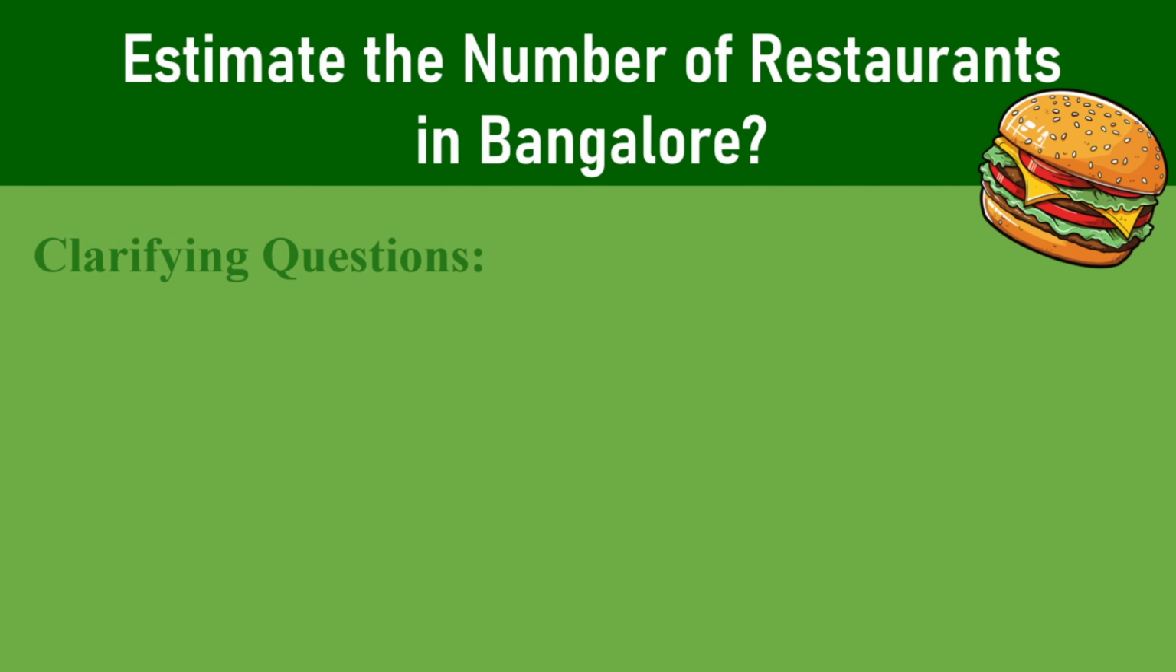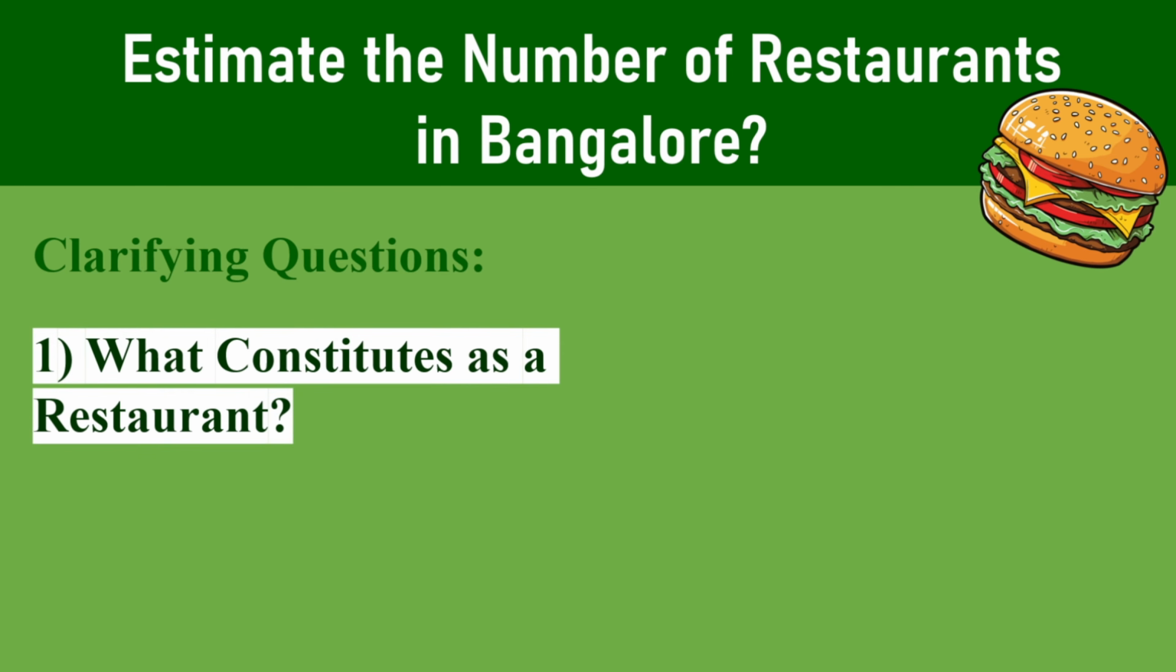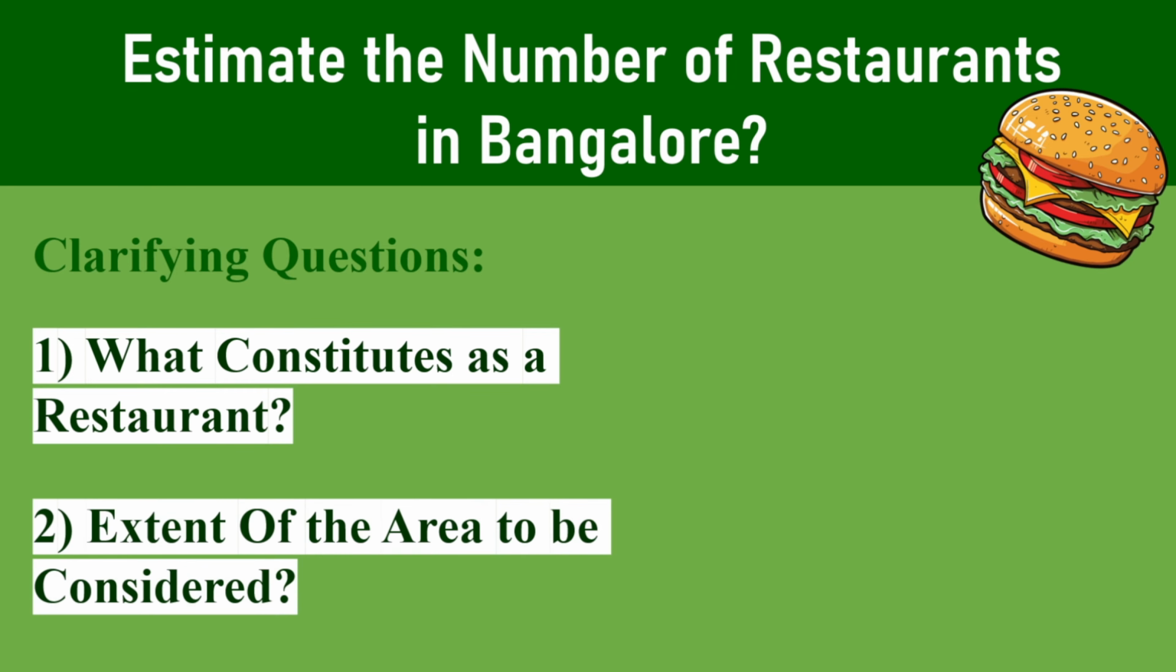So as we saw in the previous video, we start by asking the interviewer a few clarifying questions which help us to simplify our approach and also make the interview a lot more interactive. So a couple of questions that you can ask are, firstly, when we say restaurants, what are we including under them? Because there may be a lot of cloud kitchens, bakeries and cafes as well. So are we considering them for this question also? Secondly, are we considering any particular part of Bangalore or the whole city?